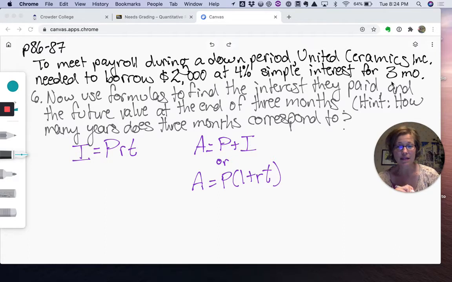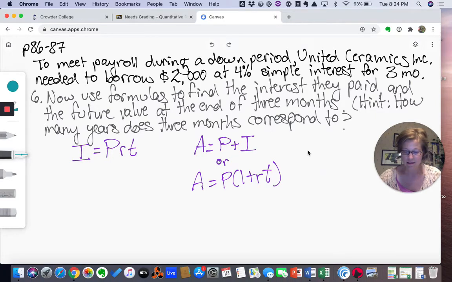It would be tempting to plug 3 in for T. But remember our hint? How many years does 3 months correspond to? T should be number of years. It's not even a whole year, let alone 3. We've got 3/12 of a year, right? So if you want to, you could just go ahead and use 3/12, or you could reduce that and make it 1/4, or you could change it to 0.25. Any of those things is fine. Let's plug in our values.